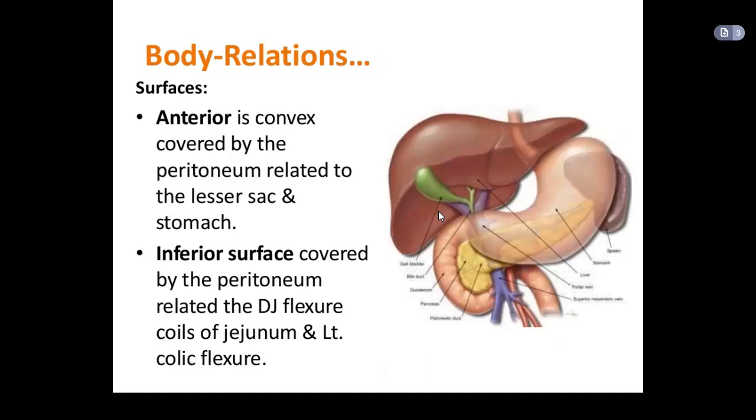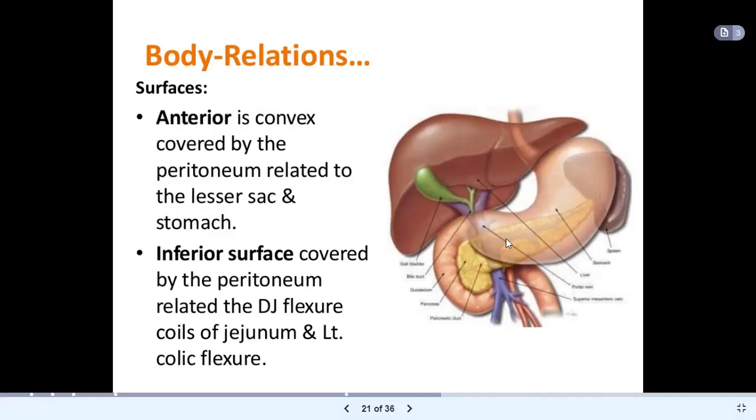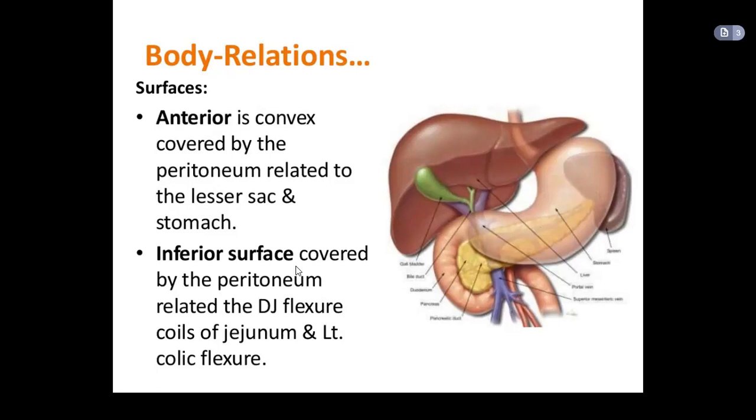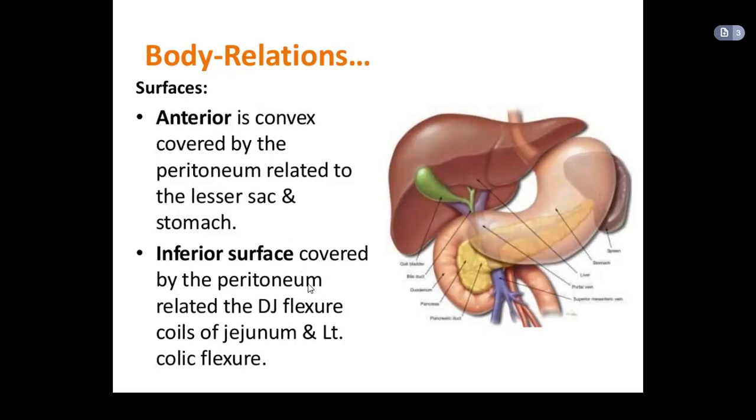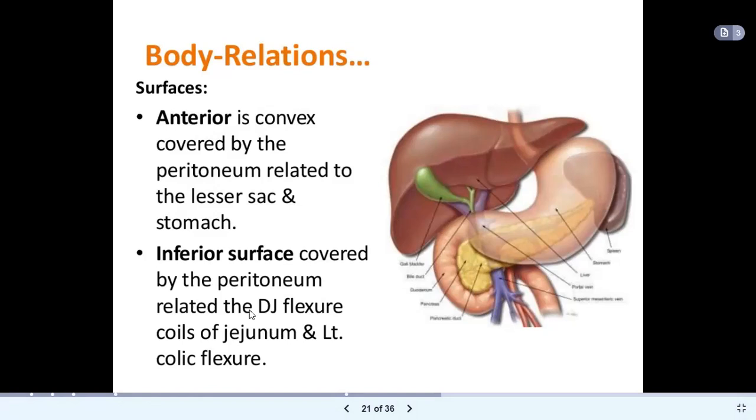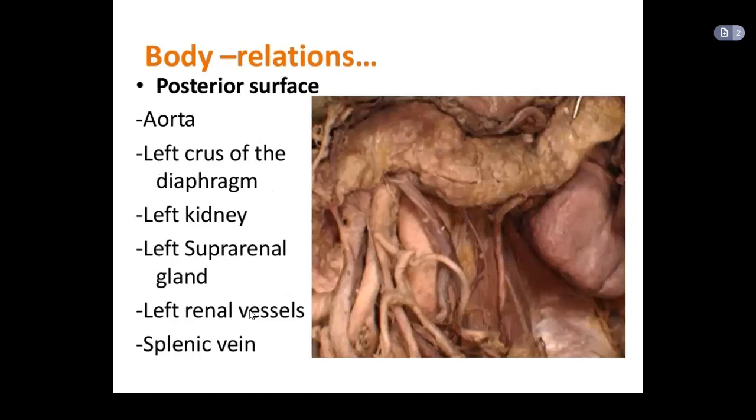Now coming to the surfaces. The anterior surface lies between the anterior and superior borders. It is directed forwards and upwards. It is covered by the peritoneum and related to the lesser sac and the stomach. The inferior surface lies between the anterior and inferior borders. It is covered by the peritoneum and is related to the duodenojejunal flexure, coils of jejunum and left colic flexure. The posterior surface is non-peritoneal.